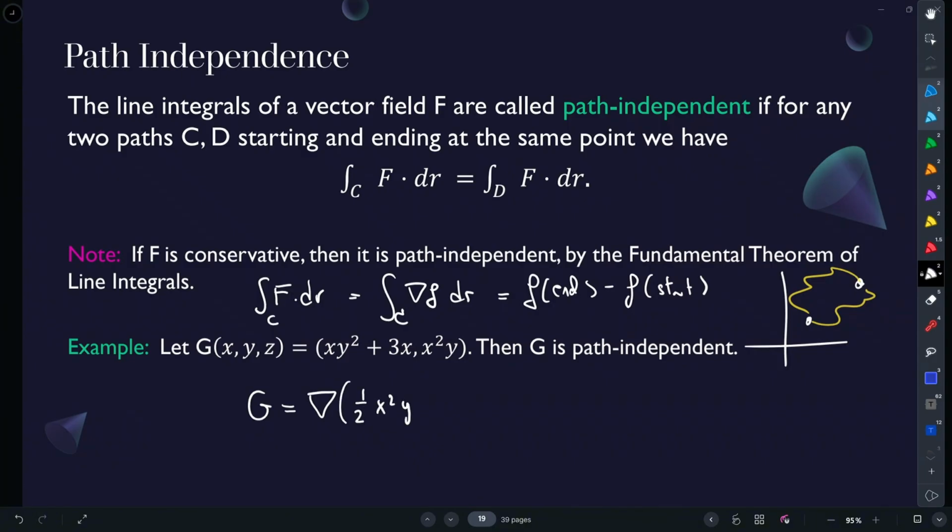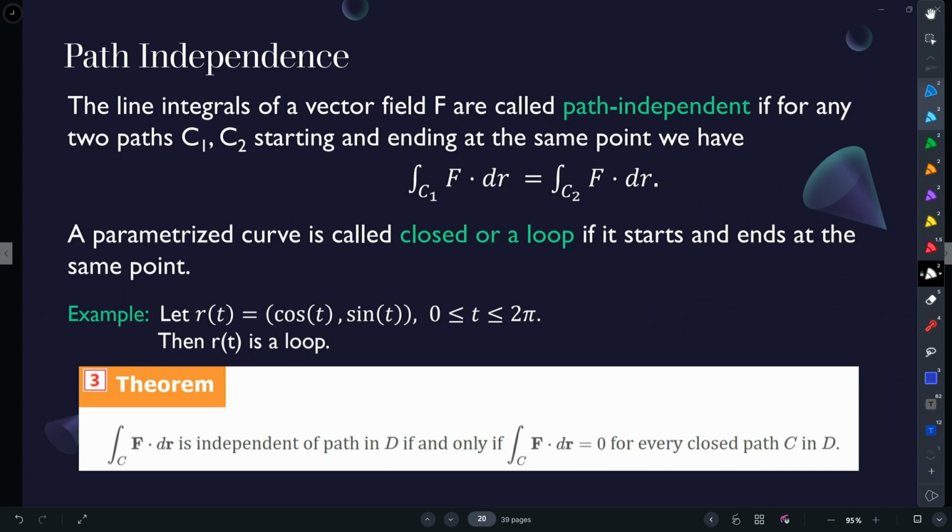You could have path independence without conservativity, but we know that this g is the gradient of a half x squared y squared plus 3/2 of x squared, for example. So it's conservative, so it is path independent. Okay? So it turns out that for those integrals, the path to get from A to B is irrelevant. You will always get the same answer. That's interesting.